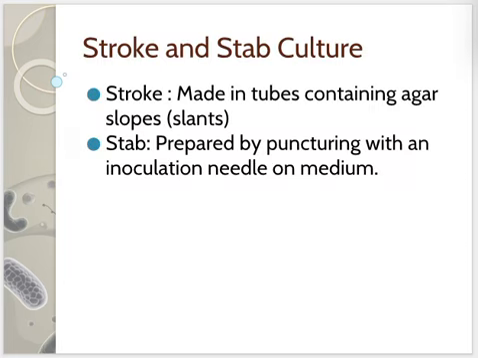Stab and stroke cultures are two related methods used in tubes. Stroke culture involves spreading bacteria on agar slopes, which provide a solid surface at an angle. Stab culture uses an inoculation needle to puncture the medium, allowing growth along the stab line. These methods help study bacterial growth patterns and characteristics in a controlled environment.